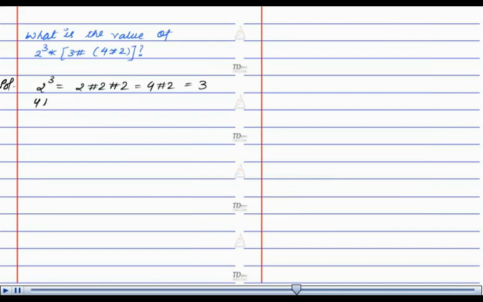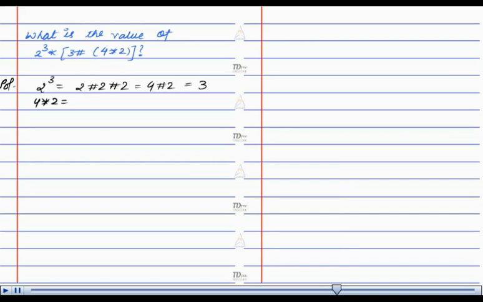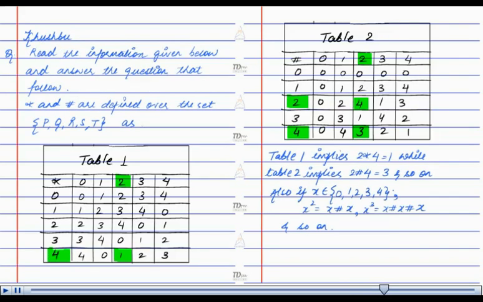Similarly, 4 star 2 from the table can be seen as 1. So the expression actually becomes 3 star 3 hash 1, that is, 3 star 3 hash 1 can be seen from the table as 3.